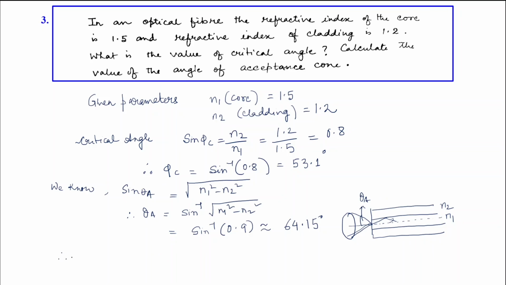Therefore, the angle of acceptance cone is given by twice of theta a, that is the acceptance angle. So it is equal to 128 degree. So 128 degree is the value of the angle of acceptance cone.